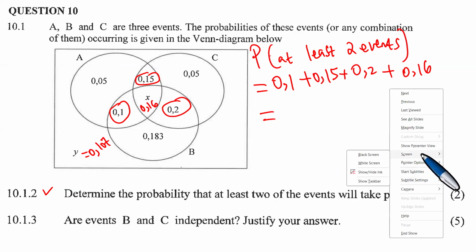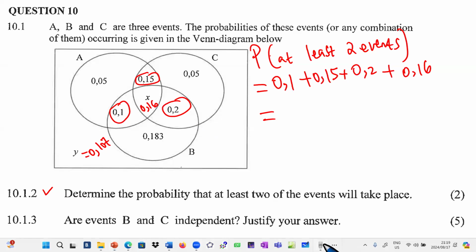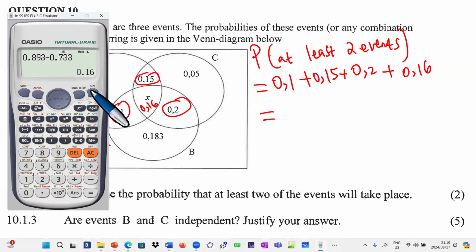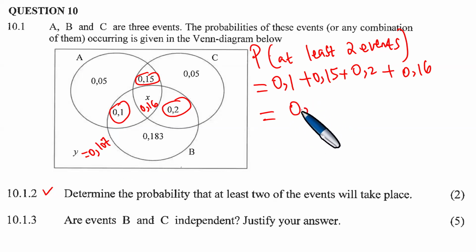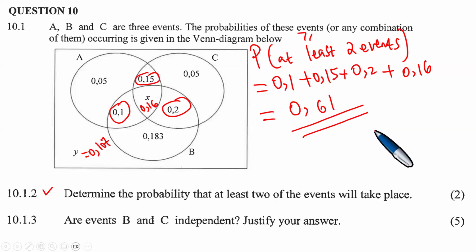And if you do the probability of at least two events, which is 0.1 plus 0.15 plus 0.2 plus 0.16, which is 0.61. So the probability of at least two events is 0.61.